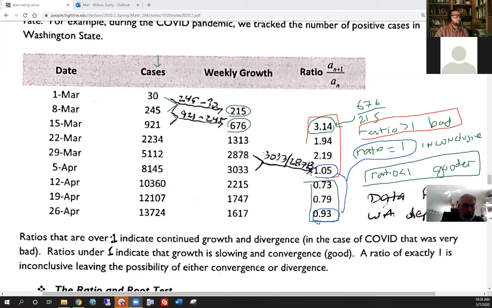And so putting this together, ratios that are over 1 indicate continued growth. Divergence, in the case of COVID, that's very bad. Ratios under 1 indicate the growth is slowing, and convergence, which in the case of COVID is good. The ratio of exactly 1 is inconclusive, leaving the possibility of either convergence or divergence. Does this make sense? Kind of looking at the data and these 3 possible cases.